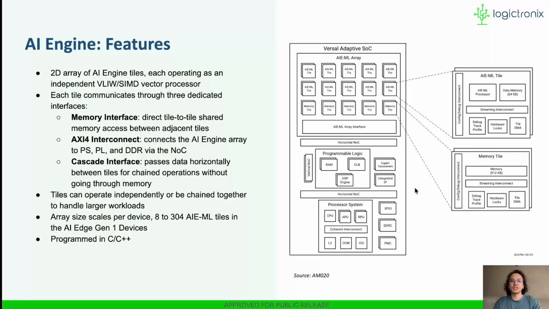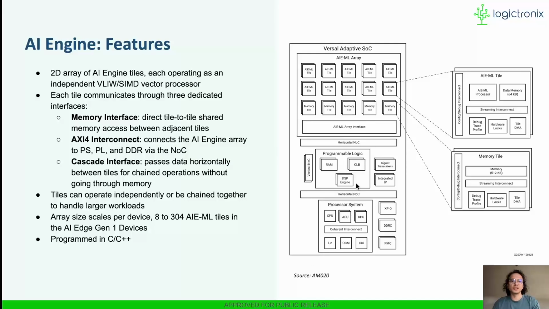Coming to the AI engine, it is a 2D array of AI engine tiles, each operating in an independent systolic manner. On the right side, we can see the layout of the array and its interfaces and connections. This block diagram is specific to the Versal AI Edge series Gen 1 devices. For more in-depth information, we can check the architecture manual 20.